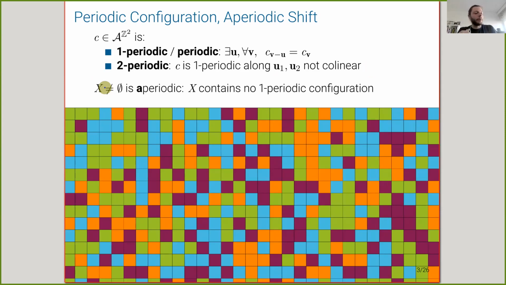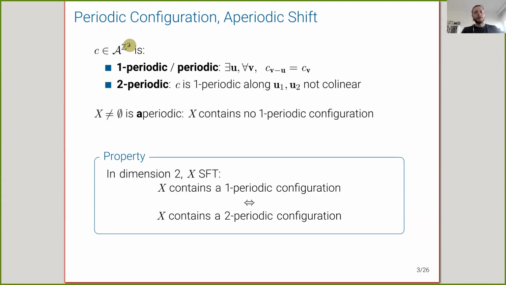We can define two notions of aperiodicity depending on which periodic configuration you look at. But there is a miracle in dimension 2 if you consider a shift of finite type: the two possible definitions are actually equivalent, because having a one-periodic configuration is equivalent to having a two-periodic configuration for a 2D SFT. And for subshifts that are not SFTs, if I say they are aperiodic, I mean that they don't have any one-periodic configuration, as it's written here.